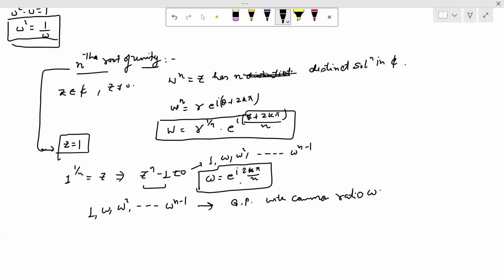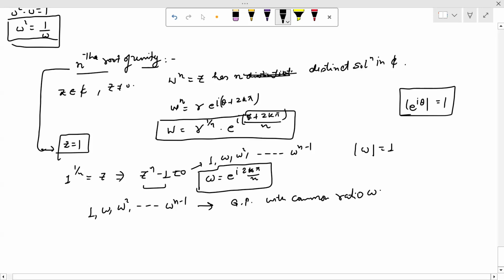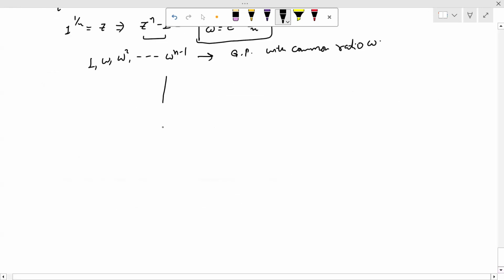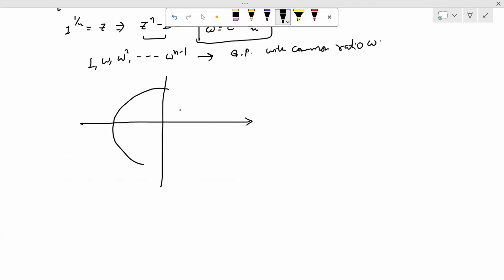Also, if you want to see that |ω| is equal to 1 clearly, |e^(iθ)| is always equal to 1. Always remember this. Otherwise, you can also do it this way: e^(iθ) = cos θ + i sin θ, so the modulus of e^(iθ) would be √(cos²θ + sin²θ) = 1. So always remember that all these points, that is the nth roots of unity, will lie on the unit circle only. And if I join all these points, they will form an n-sided regular polygon.